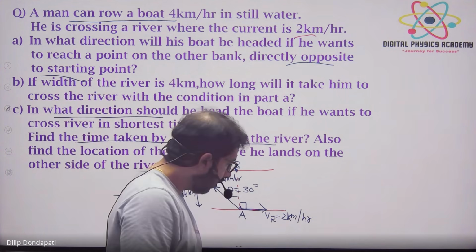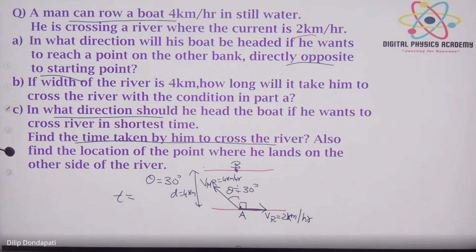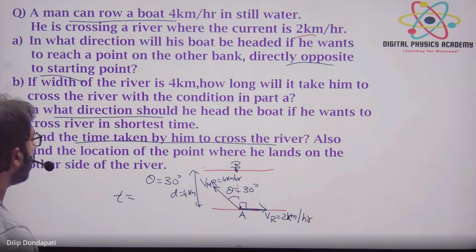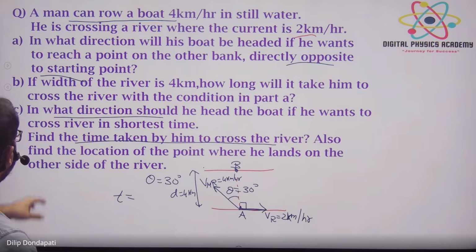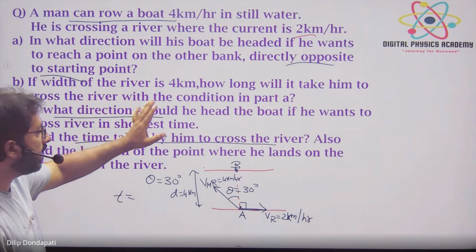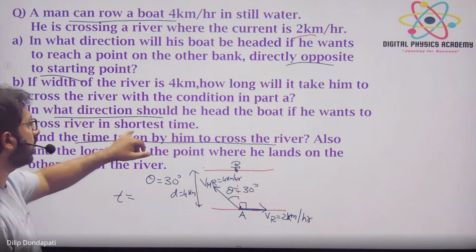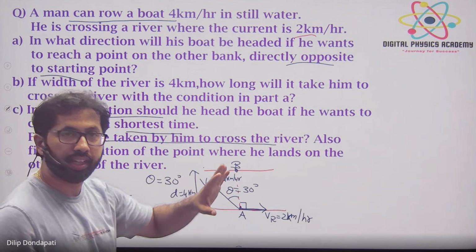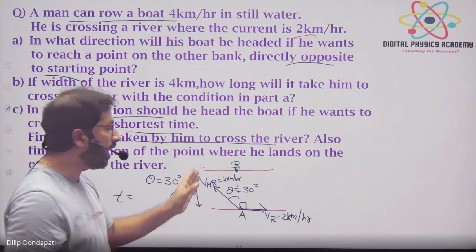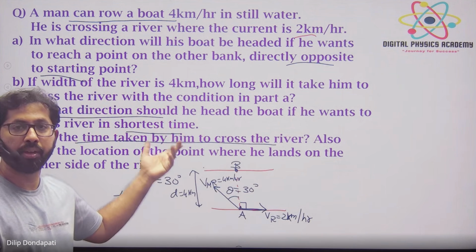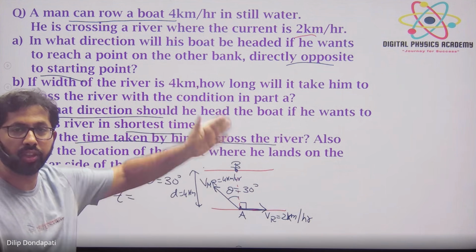Sir, 1 second. Sir, for the C question, we just need to find the shortest time. In the C question, find the time taken to cross the river. Also find the location of the point where he lands. In the first part, in what direction should we head the boat if we want to cross the river in shortest time? To come in shortest time, what angle, what direction does he have to head the boat? Tell me. Perpendicular. 90 degrees he has to head the boat.